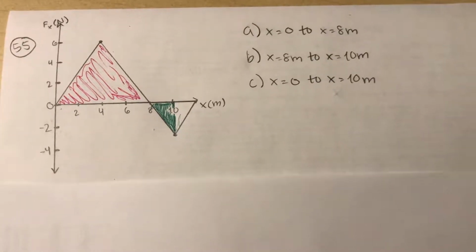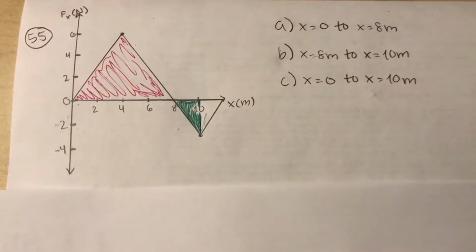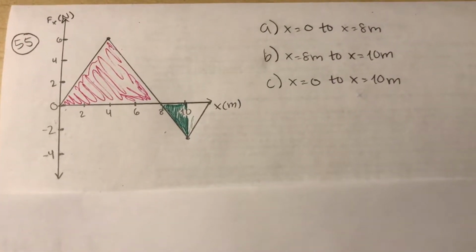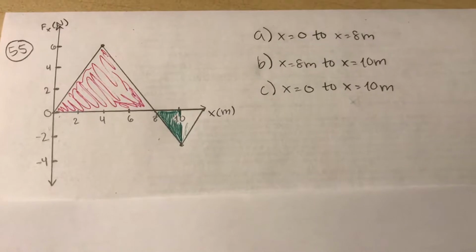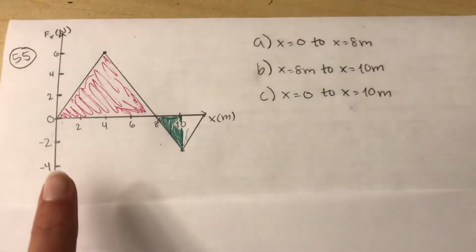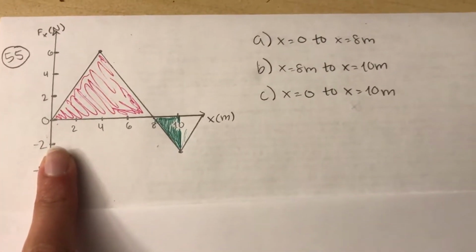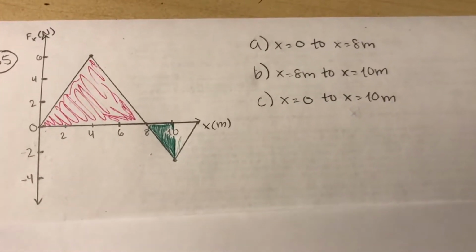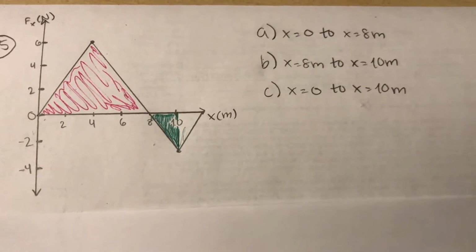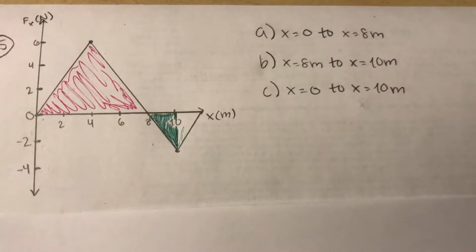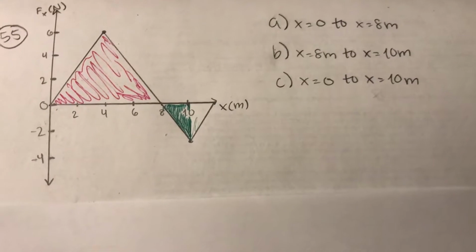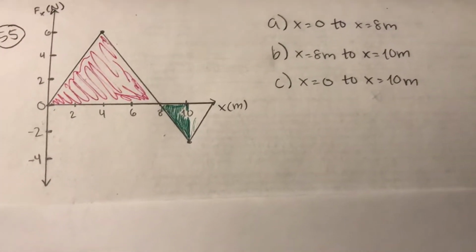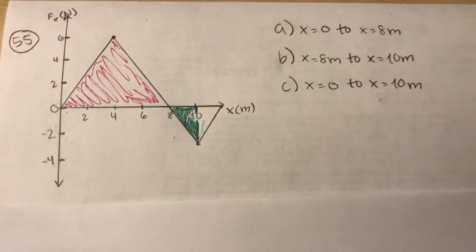Hi everyone, I'll be doing number 55 for our Chapter 5 physics homework in this video. Number 55 was the one with the graph, and it's in the section for varying forces. It asks you, A, to find the work from displacement equals 0 to displacement equals 8 meters, B, displacement equals 8 meters to displacement equals 10 meters, and C, displacement equals 0 to displacement equals 10 meters.